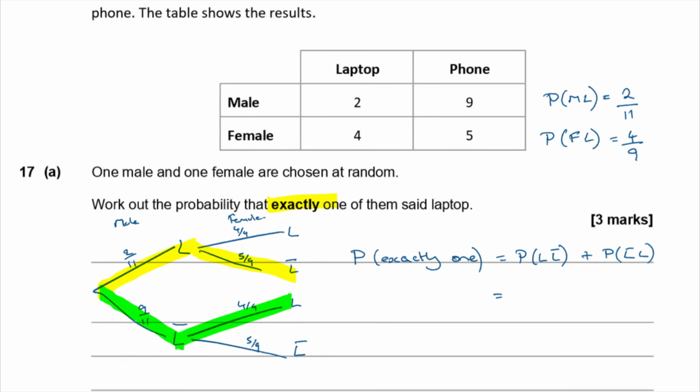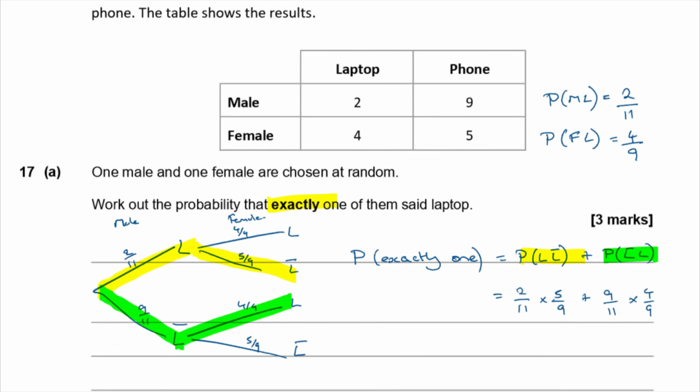Okay, so the probability of exactly one was the probability of laptop for the boy, not laptop for the girl, plus the probability of not laptop, laptop. The probability of laptop, not laptop, that's the yellow route, and that is going to be 2/11 times 5/9. And then the probability of not laptop, laptop: boy not laptop, girl laptop, that was the green route. So that is 9 over 11 times 4 over 9.